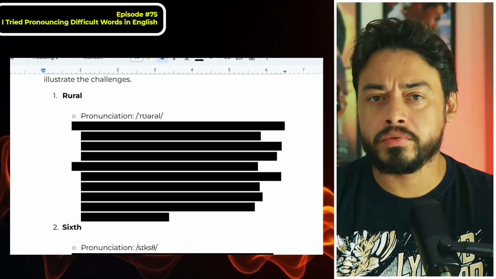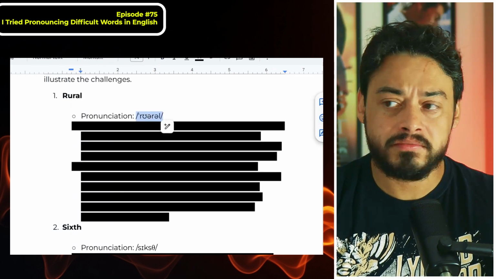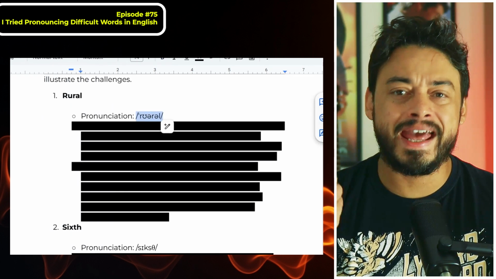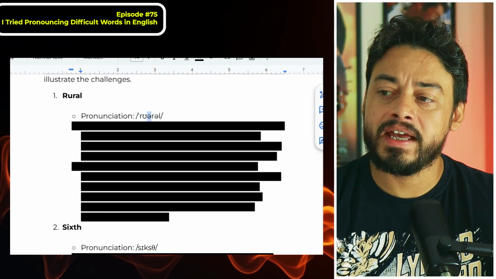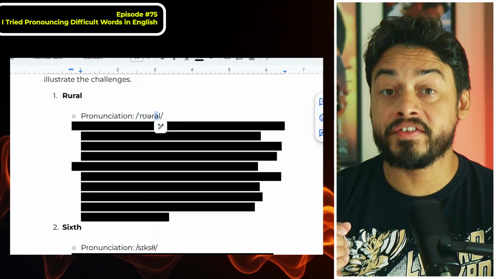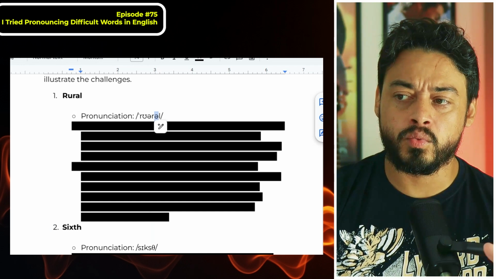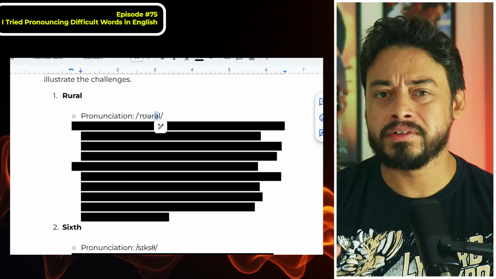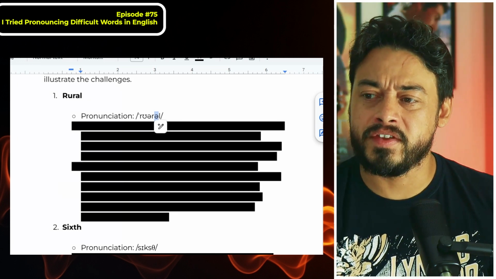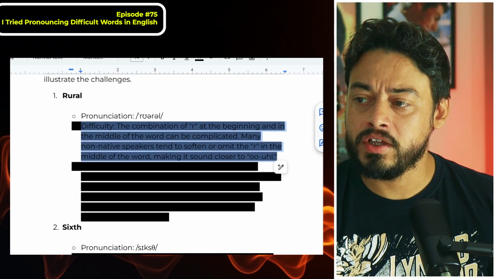The first word we have on the list is rural. As you can see here, we have the IPA transcription. That's the phonetics for the word. So when you see this little E upside down, it means that it's a schwa sound. So the challenge here is going rural, rural, plus the R. Yeah, we have two R's there. So take a look. Here's some information here about that word.